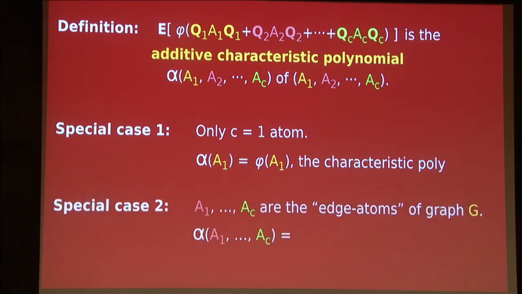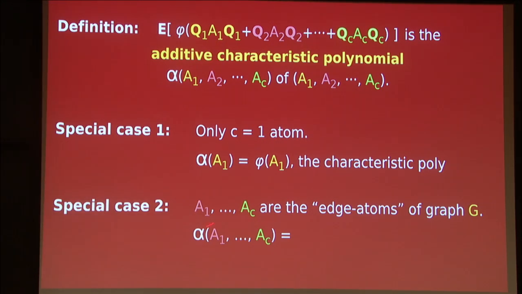There's another nice special case, which is this. Let's say you have a fixed small graph G, and you view it as the sum of its edge atom graphs, in that way we've done several times. So if it has C edges, you get C atoms. What is its additive characteristic polynomial? Well, I'll tell you, when you do a balanced edge signing of a graph with just one edge, it's the same as just randomly signing the edge.